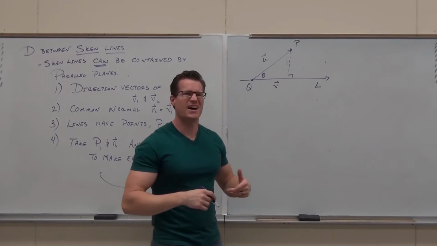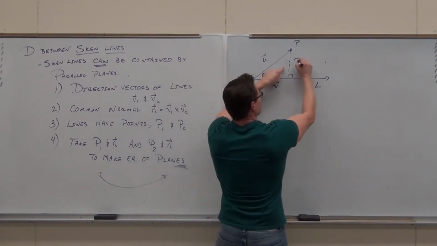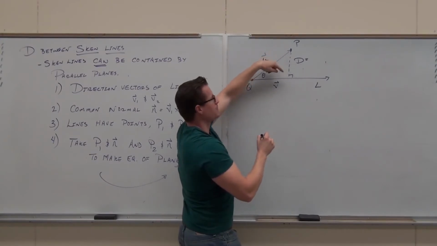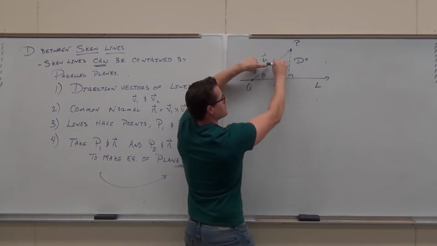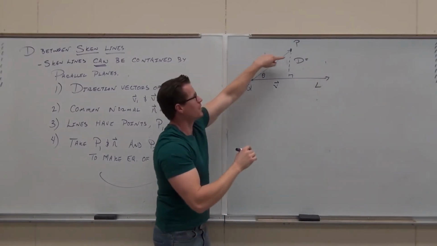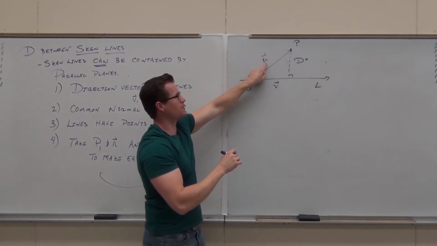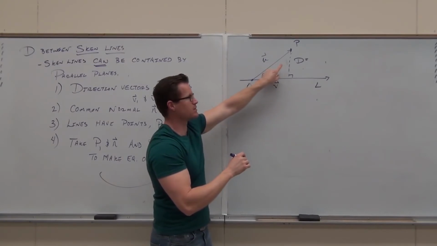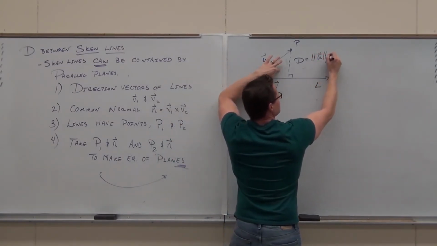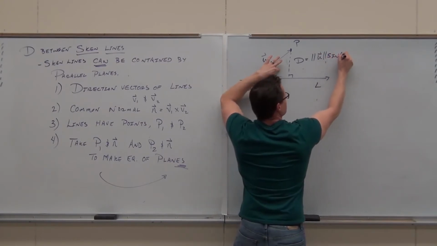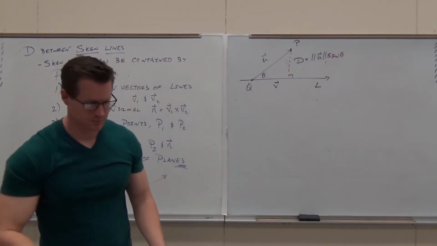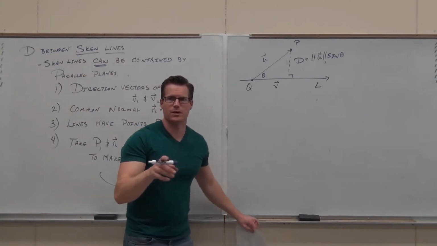If you use sine, this distance is, let's see, sine would be opposite over hypotenuse. So if I solve for this, it's going to be hypotenuse times sine theta. You guys okay with that?